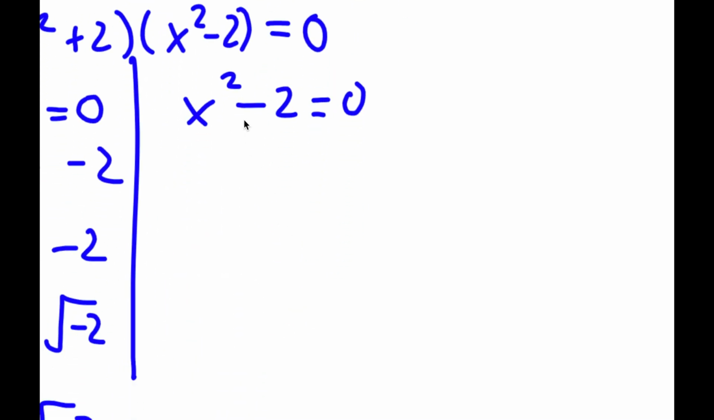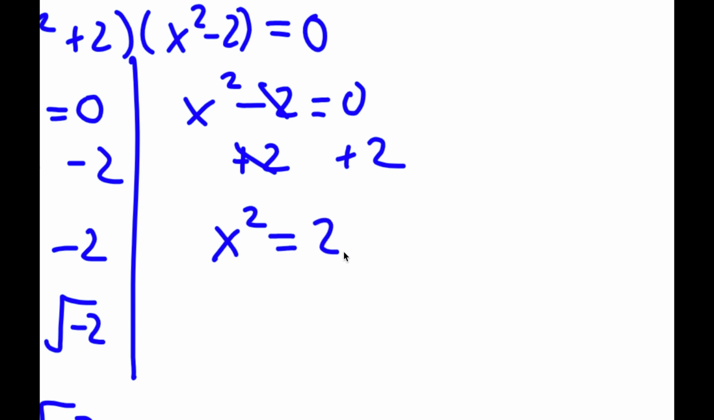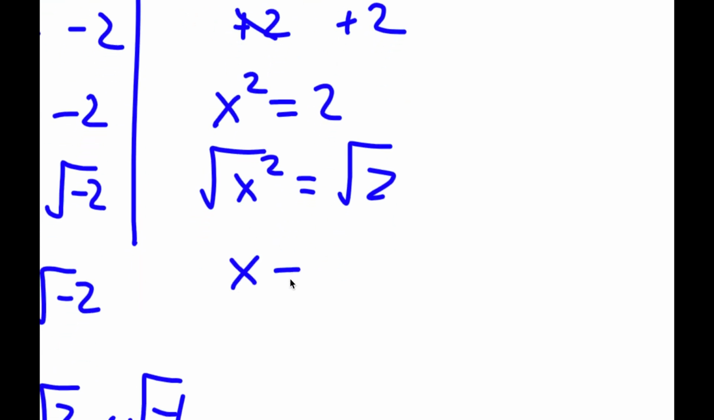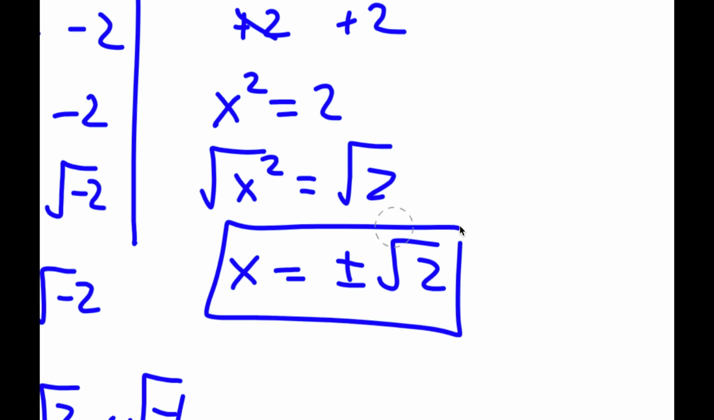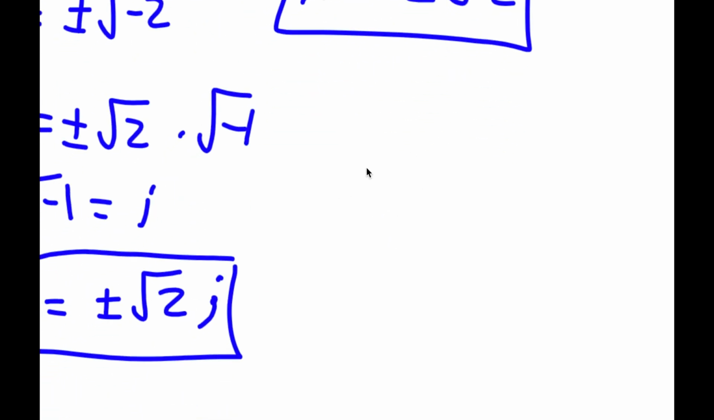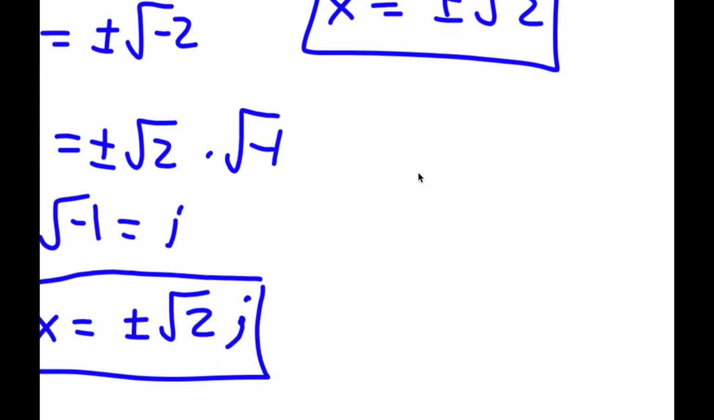Now for this one, I have x squared minus 2 equals 0. So this time I'm going to add 2 on both sides. These two cancel out, and I get x squared is equal to 2. And now I'm going to take the square root on both sides. Square root of x squared is x. So I get x is equal to positive or negative square root of 2. So now to check, those are our 4 solutions to this problem.